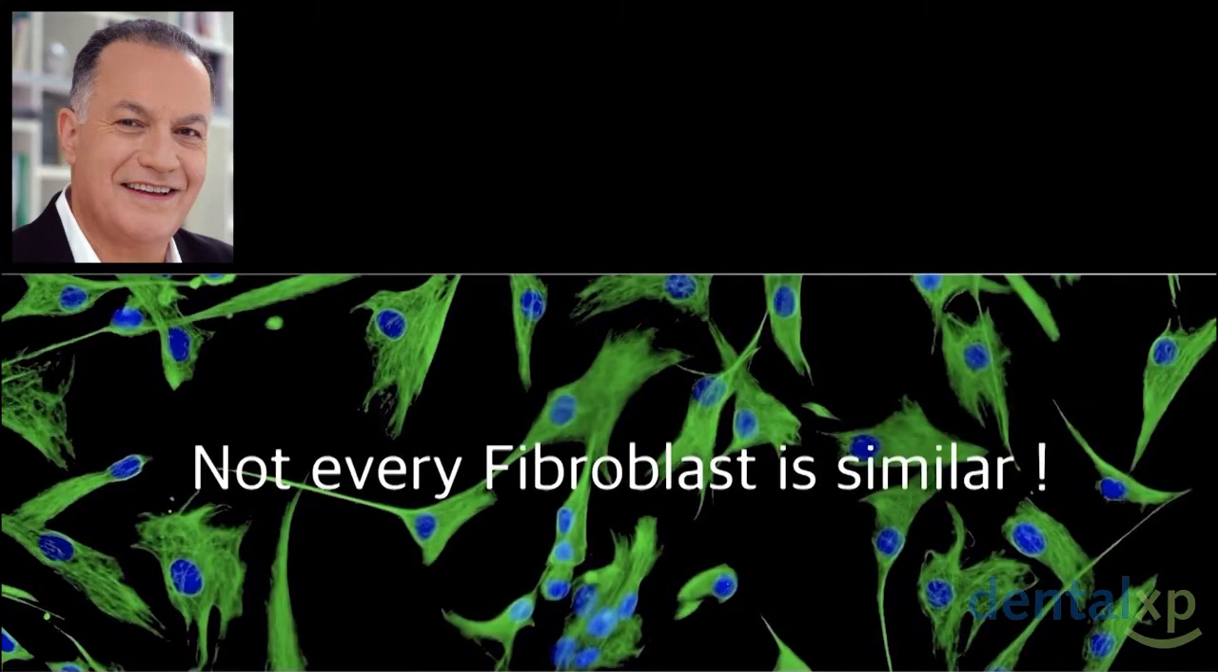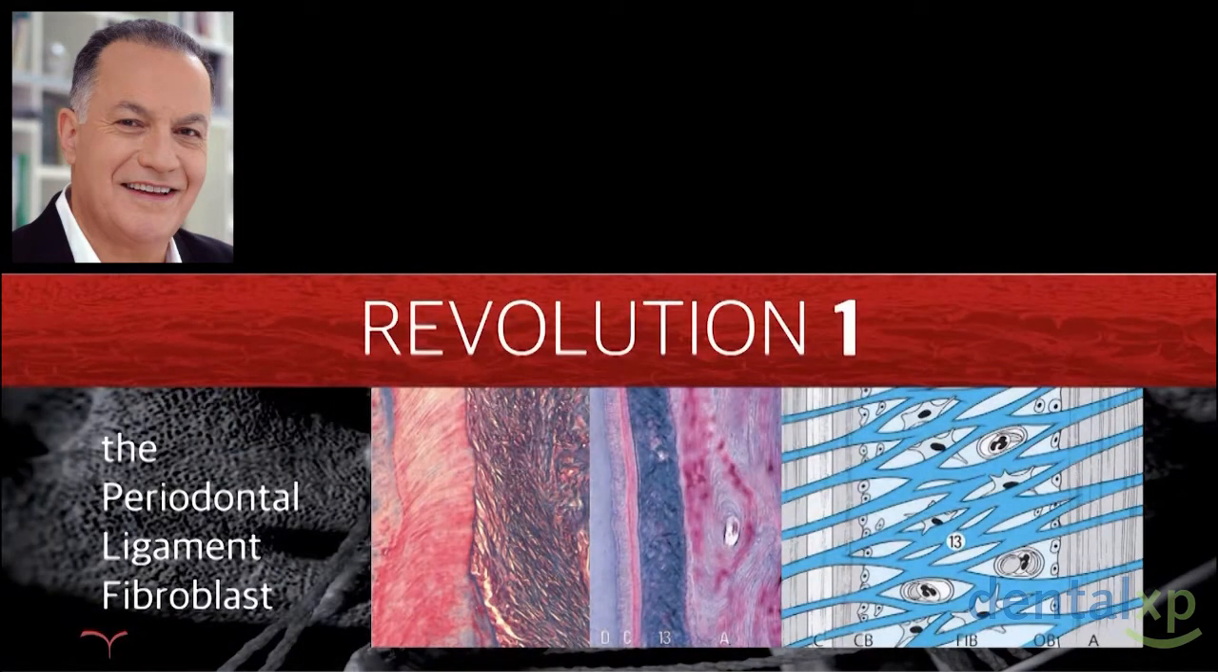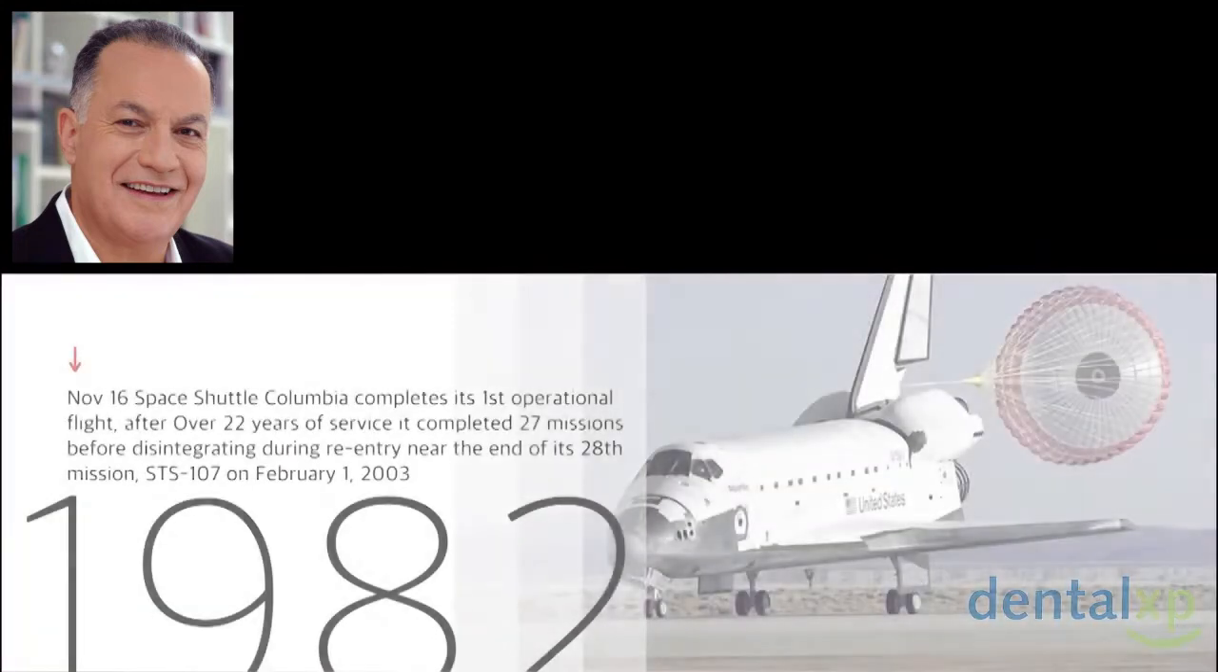1976. At this time, we knew that not every fibroblast is similar. And we knew there is a big race between all the tissues to make the healing of the bone defect. It was the first revolution.